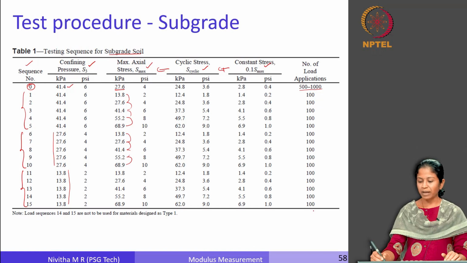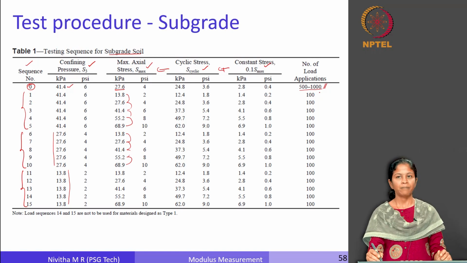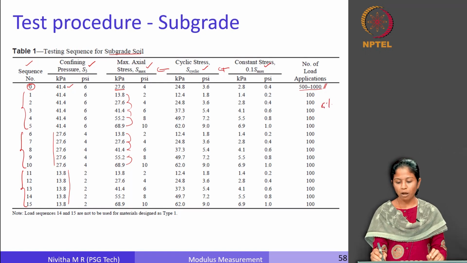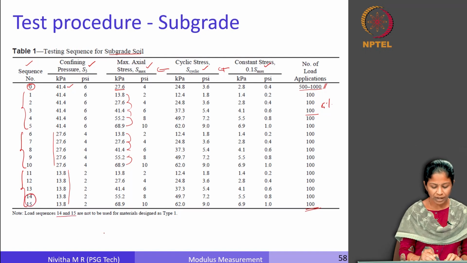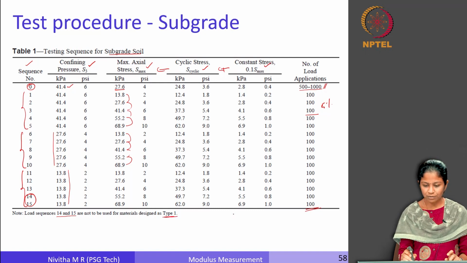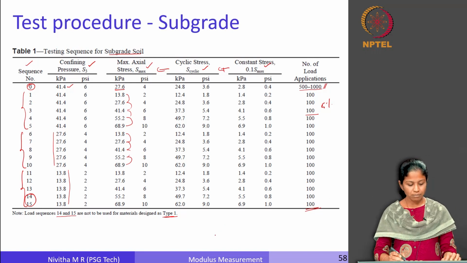Then for each case we apply 100 repetitions of load. So, this is only the initial case. We finish this, and then once we start the sequence from sequence number 1, for each case we apply 100 repetitions. As I said earlier, at any point when the maximum strain reaches 5%, we have to stop. It could be somewhere here, or till the end of the test it may not reach 5%, so we can continue. And there is one more note. You can see loading sequences 14 and 15, which are not to be used for materials designated as type 1. So, if we are using type 1 material, we need not do loading sequences 14 and 15, right.